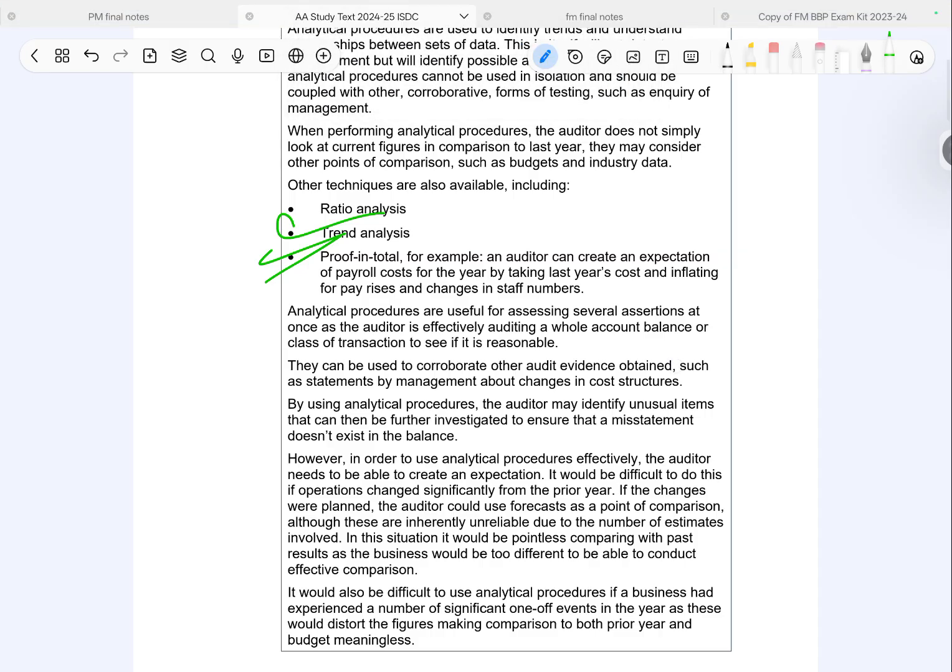Okay. So, what's the advantage? They look at the big picture and can test multiple assertions at once. They also are used to support other evidence, like checking if management's explanation actually makes sense. But they only work well when the auditor can create a reliable expectation. If the business has changed a lot, or there are major one-off events, then the comparison becomes meaningless.